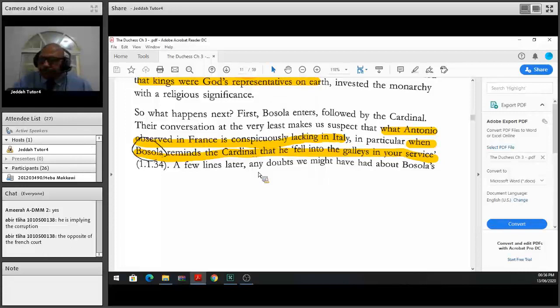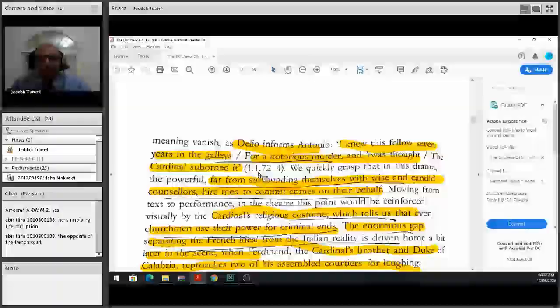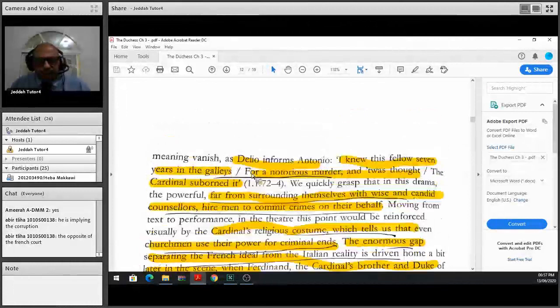So what we have after this encounter, we have Bosola. And Bosola happens to also be a courtier, and he is also like Antonio and Delio, low born. And through the revelations of Bosola and the railings and the lashing out that he is engaged in, we get to know how corrupt the Malfi court is. So what happens next? First, Bosola enters, followed by the cardinal, and their conversation at the very least makes us suspect that what Antonio observed in France is conspicuously lacking in Italy. So through the revelations and their conversation, we get to know that there is obviously a big gap between the ideal royal court in France and the royal court in Malfi.